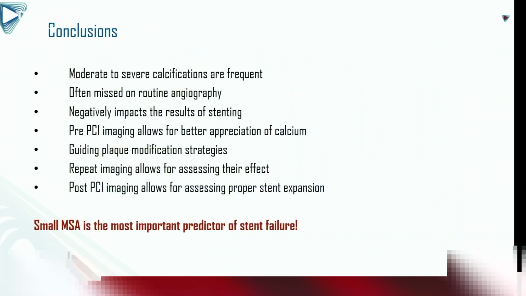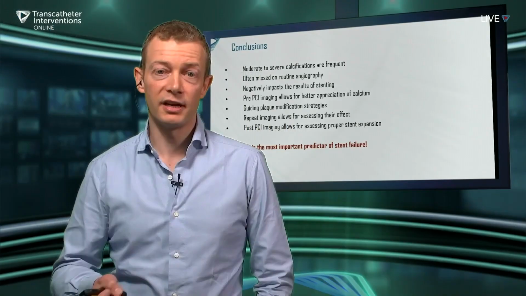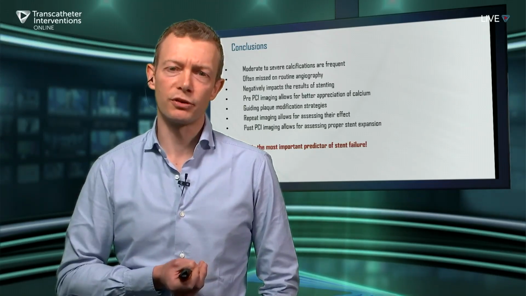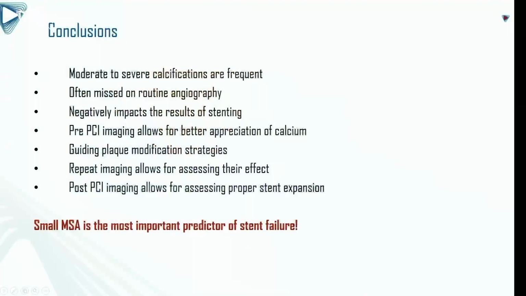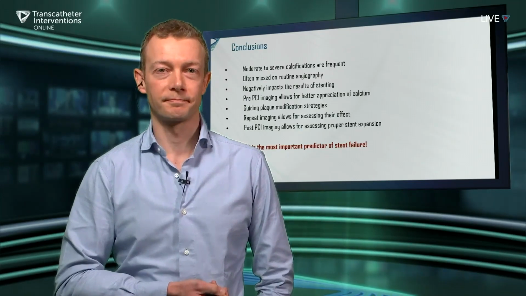So with that, I want to conclude by saying that moderate to severe calcifications are frequent. They are often missed on routine angiography. They negatively impact the result of stenting. And importantly, pre-PCI imaging allows for a better appreciation of calcium. It will help you in guiding plaque modification strategies. I would like to urge you to repeat the imaging, which allows you to assess the effect of the plaque modification technologies. And finally, post-PCI imaging allows for assessing the proper stent expansion, because please remember, small MSA is the most important predictor of stent failure. And with that, I would like to conclude and thank you for your attention.